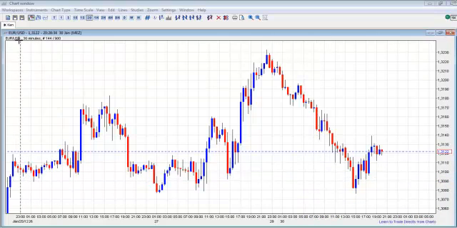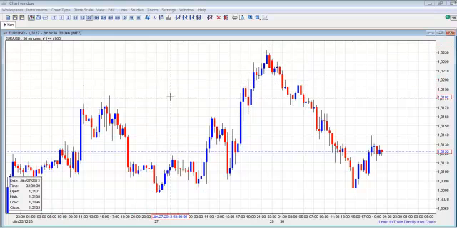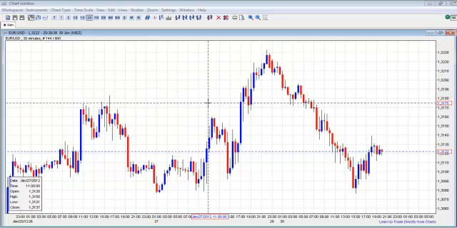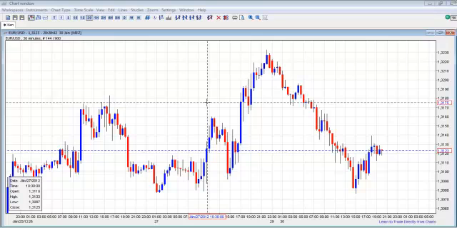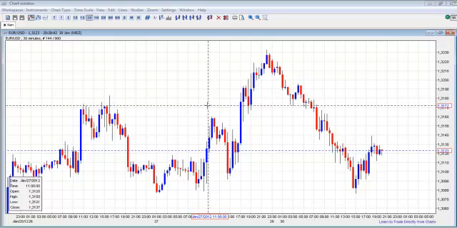Today we're going to take a look at the euro dollar on a 30-minute chart. And we're going to focus today on the importance of using and implementing patience in trading. So, importance of patience in trading.